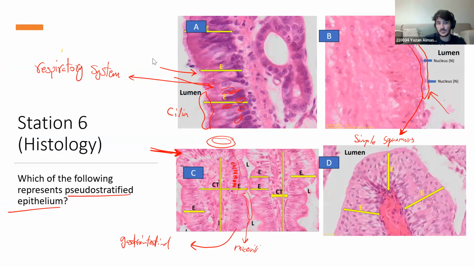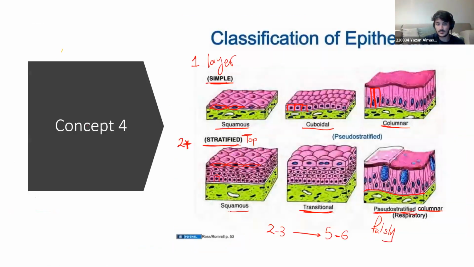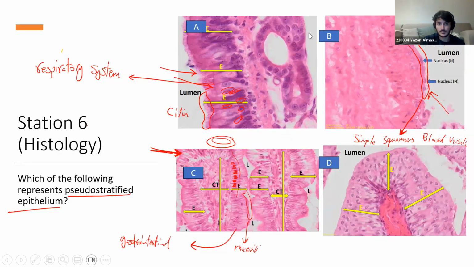Okay, and where do you find simple squamous epithelium? You find it in the blood vessels. Skin is stratified squamous epithelium. It's different. Alveoli or linings. Perfect. Whoever answered this question, the answer is correct.